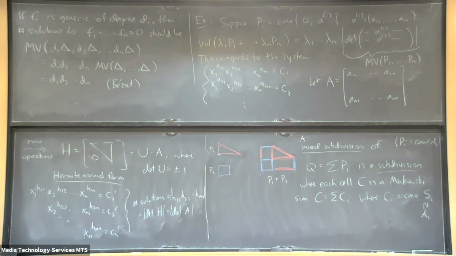Is there some distinction between just that and saying Ci is a face of Pi? It's slightly more general because Ai could have points in the middle of the polytope. So this could be finer than just taking faces.